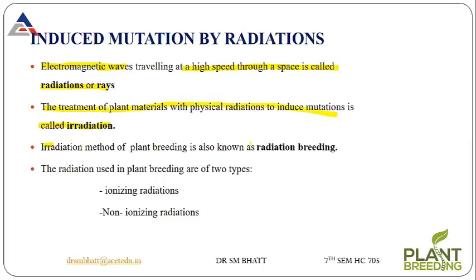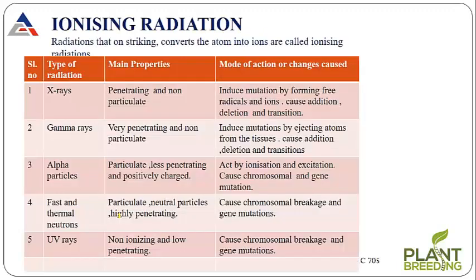Irradiation methods of plant breeding are also known as radiation breeding. The radiations used in plant breeding are of two types: ionizing radiation and non-ionizing radiation. Electromagnetic waves traveling at high speed through space are called radiation. Treatment of plants with physical radiation to induce mutation is called irradiation.